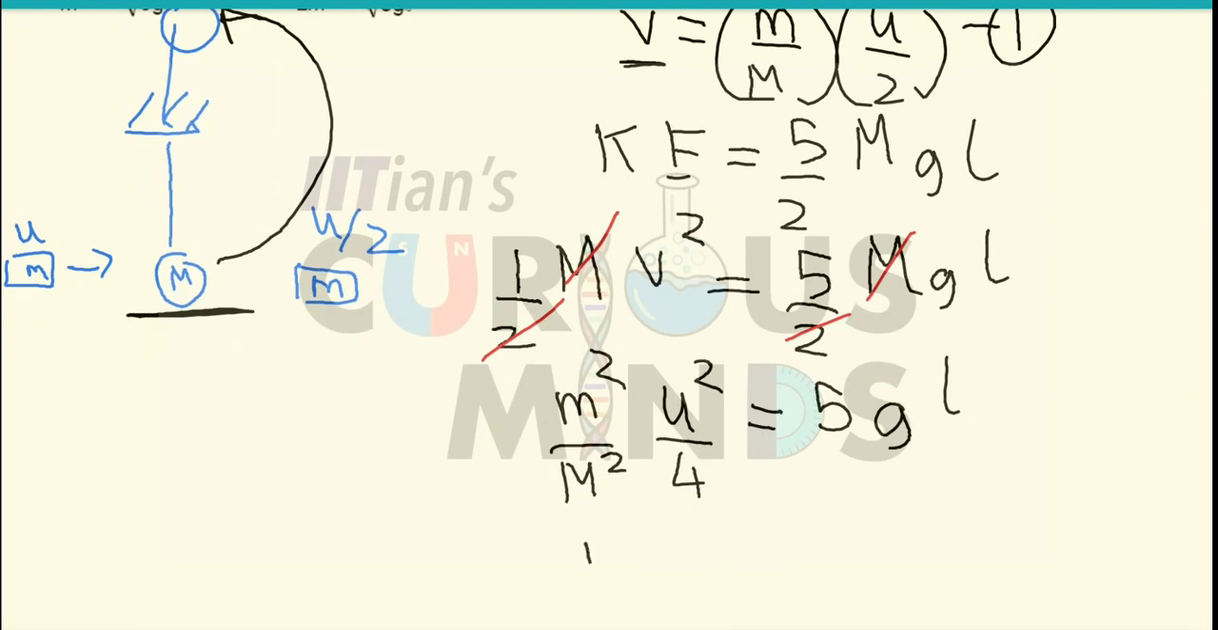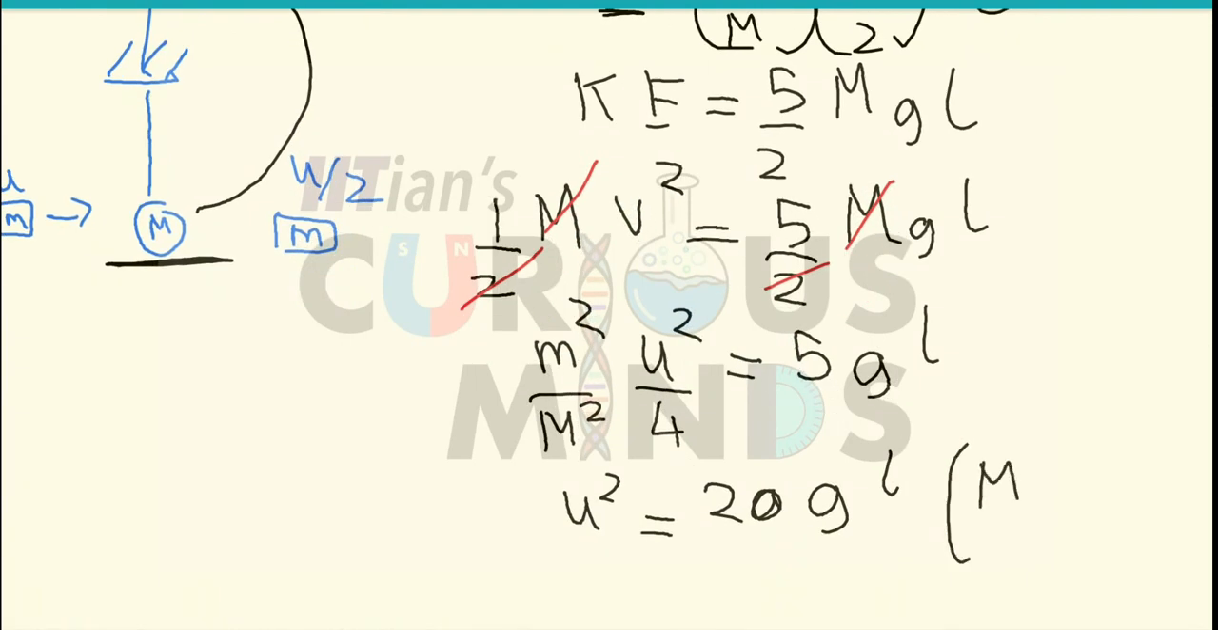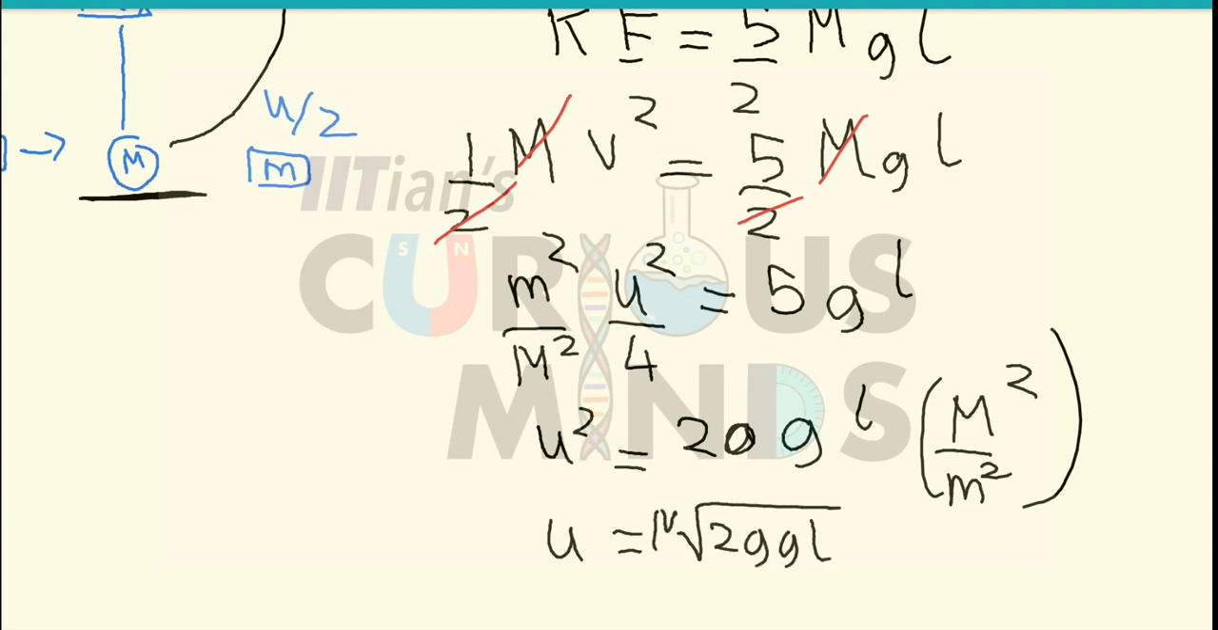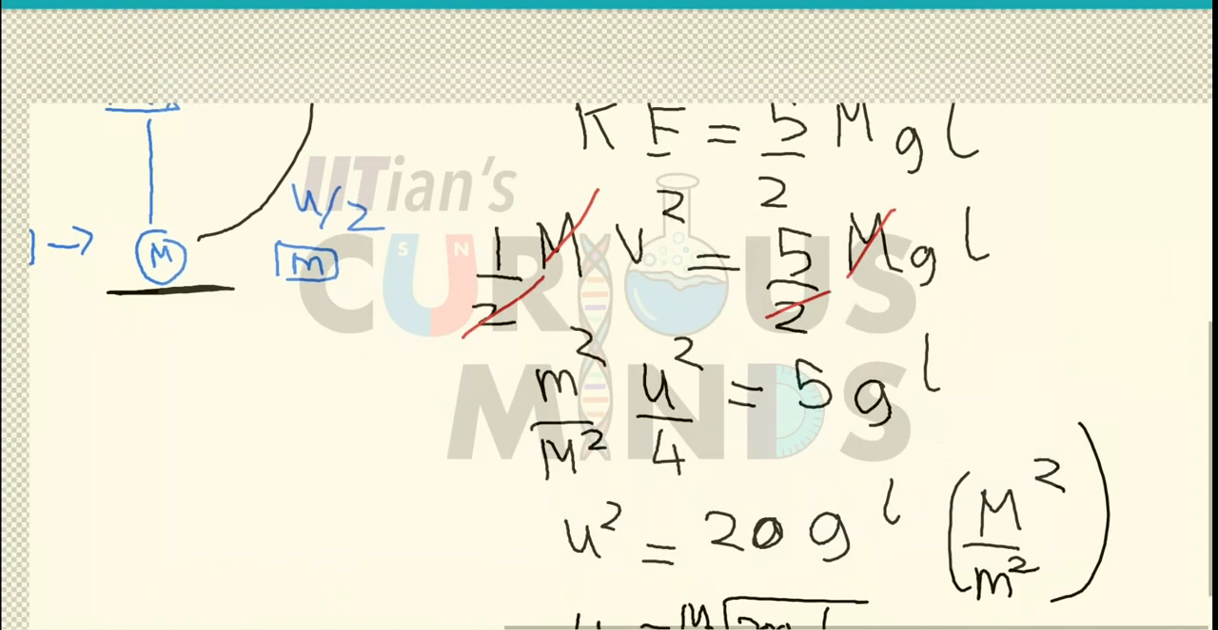So u square will be equal to 20 gL into capital M square divided by small m square. This should be the initial velocity. When I take a root, u will be equal to root 20 gL into capital M divided by small m. I wrote g twice over here, so it should be equal to root 20 gL, capital M divided by small m.